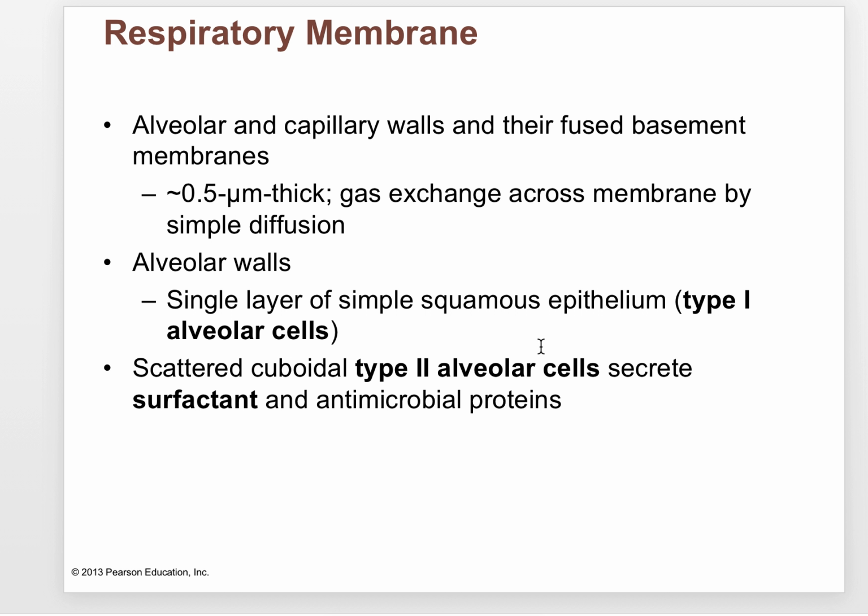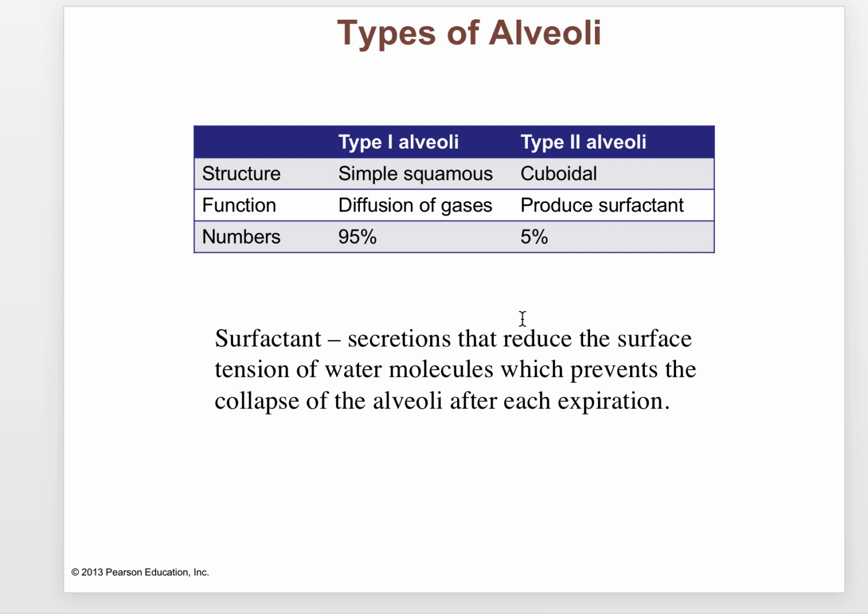The alveolar walls are covered by simple squamous epithelium. We talked about this when we talked about histology last term. There's two different types of alveolar cells, type 1 and type 2. Type 1 are simple squamous epithelium that line the alveoli. Type 2 alveolar cells are cuboidal. Type 1 cells are thin, and they allow gas, oxygen and carbon dioxide, to diffuse across them, to go in and out of the alveolar space and the capillaries.